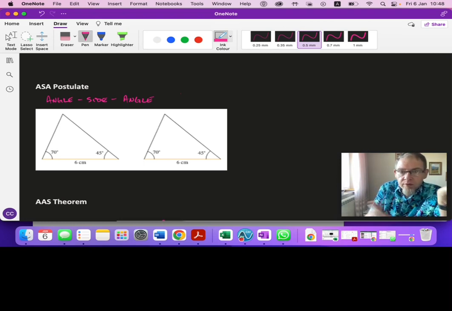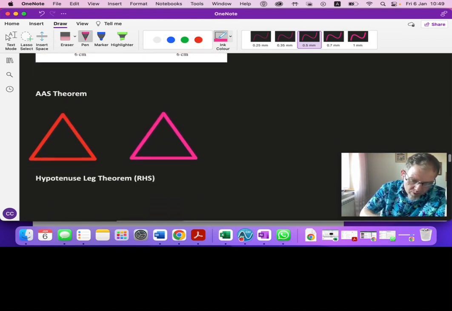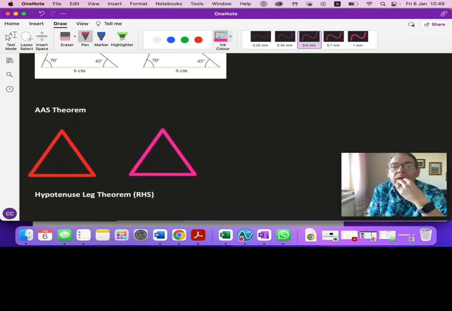So I can check this. You can see there, I've got a 70, a 6 centimeter line, and a 45. I've got a 70, a 6 centimeter line, and the other enclosing, the one that's sandwiching that side is also 45. These two triangles have got to be congruent. We got one more, well, two more really.